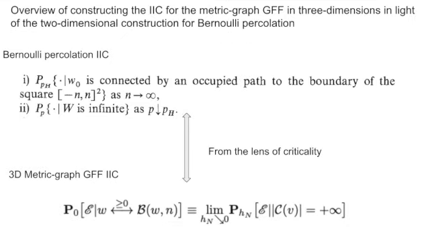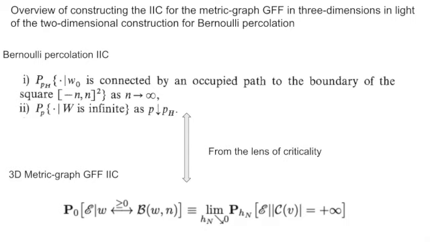So before we transition to the Villain model, we want to also conclude our discussions of the three-dimensional metric graph GFF by providing an overview of how we would construct the IIC for the metric graph GFF in 3 dimensions in light of the two-dimensional construction for Bernoulli percolation.